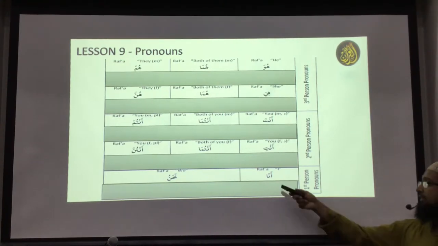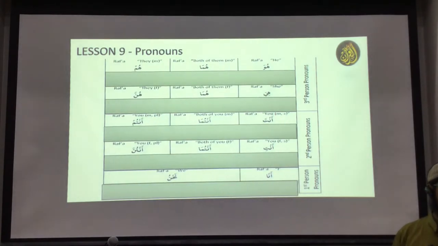And the last one is ana, means I, and nahnu means we. Okay, ana means I, nahnu means we. And these are called the independent pronouns. And the independent pronouns are always rafa. Always rafa. So if I ask you, don't look at what the ending sound is, okay, anta or ana or nahnu. You just say it is rafa. What is the type of the pronouns? Proper. Always proper.